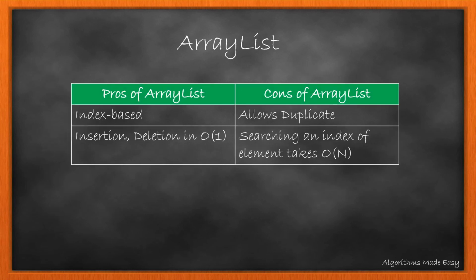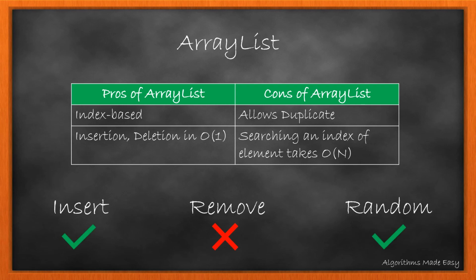As we know, to store elements, ArrayList is a good data structure. An ArrayList is index based, and inserting and deleting an element at the end takes O(1) time. But ArrayList also allows duplicates, and searching a value takes O(n) time. As the question wants an average complexity of O(1), using only ArrayList we can achieve insert and random functions in O(1) but not remove.